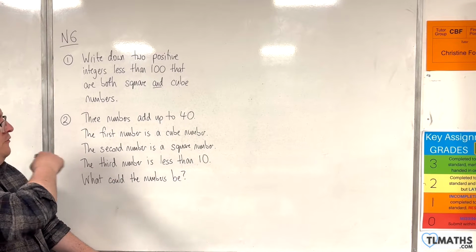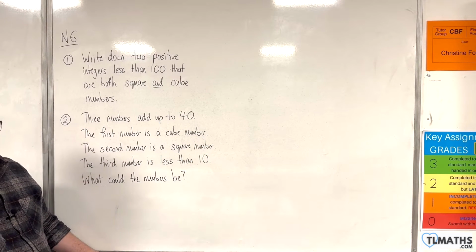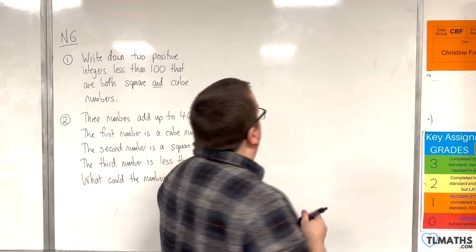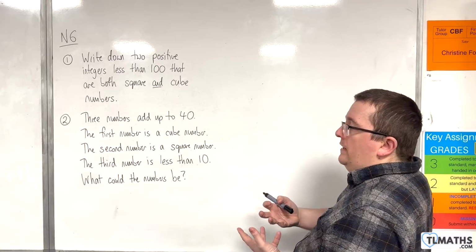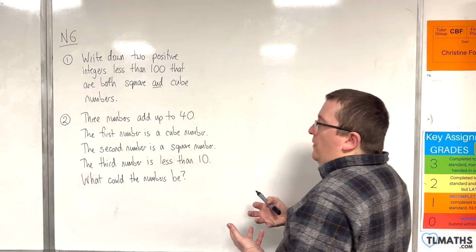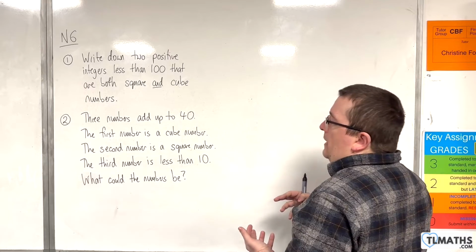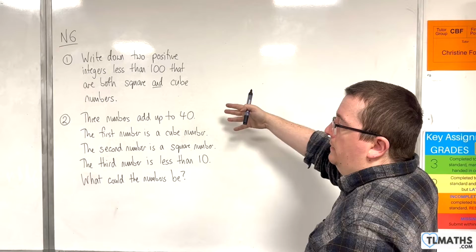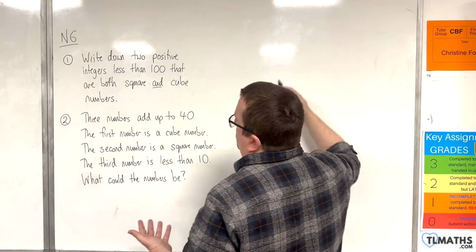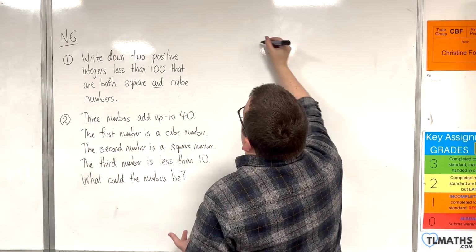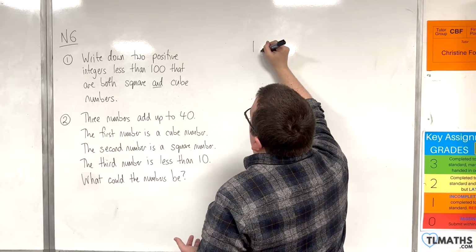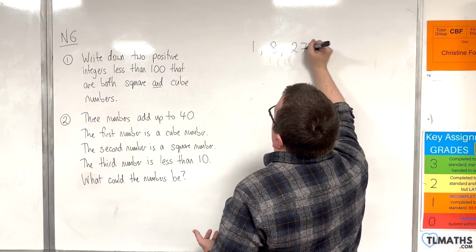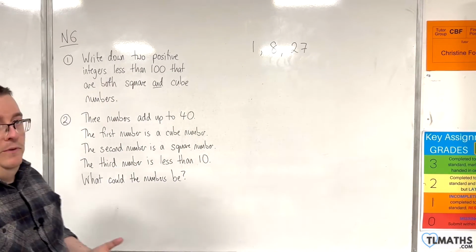So, first thing is I'm going to write down the cube numbers. Now, there's no reason to go over 40 here. I don't need any of those because we need to add the cube number and the square number together, and also the third number, and they've got to add up to 40. So there's no point me writing down cube numbers that are greater than 40. So the cube numbers that we have are 1 cubed, 2 cubed, 3 cubed. So these are our cube numbers.